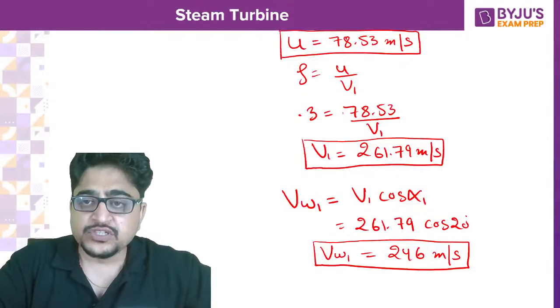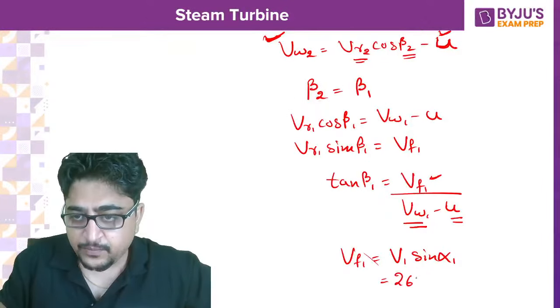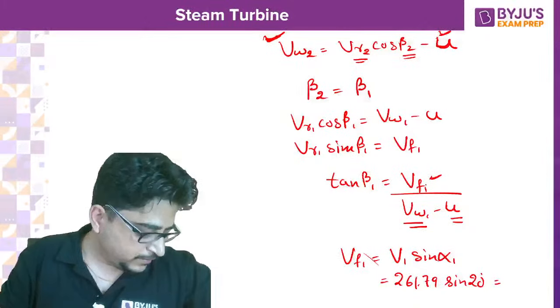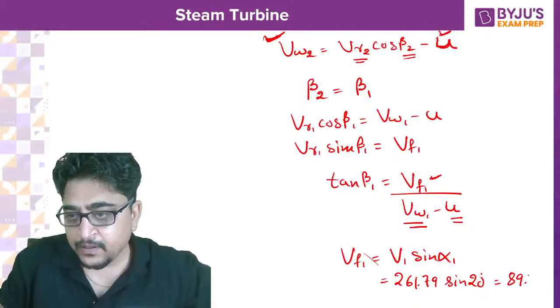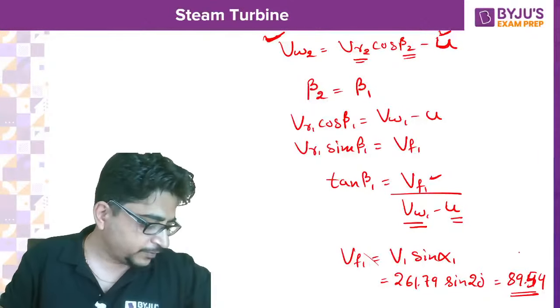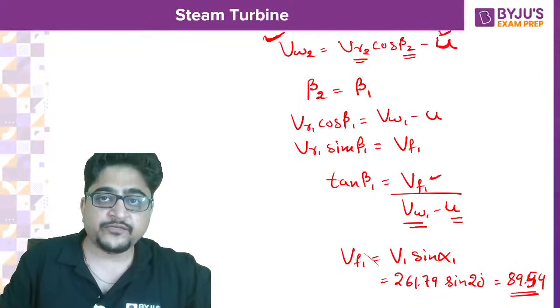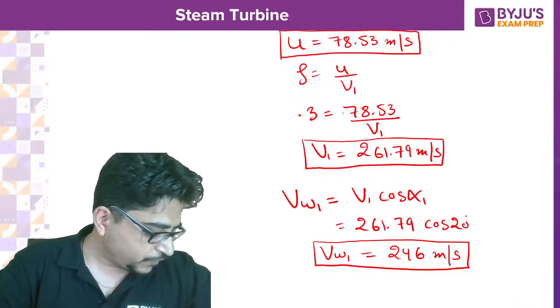V1 is 261.79 into sine of 20 degree. So what is Vf1? Vf1 is coming as 89.54. And what is Vw1? Vw1 is 246.